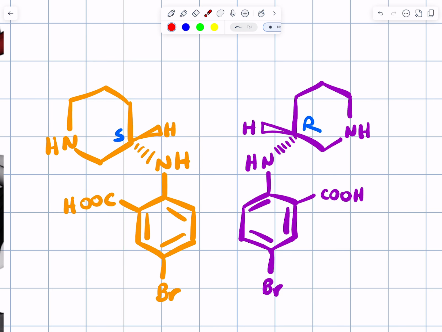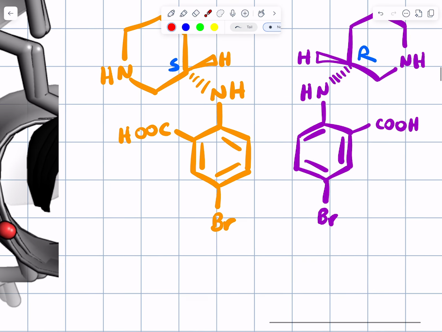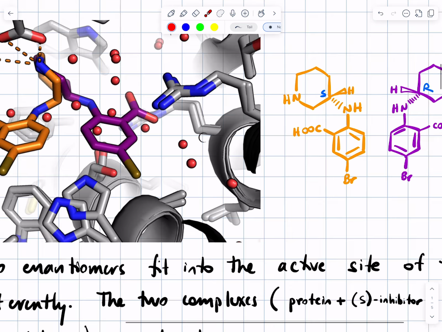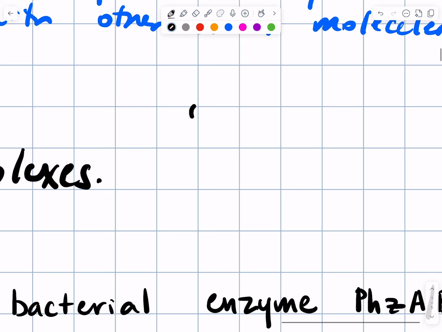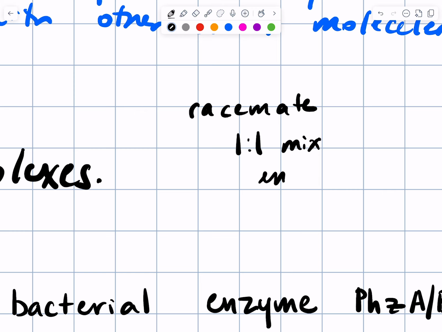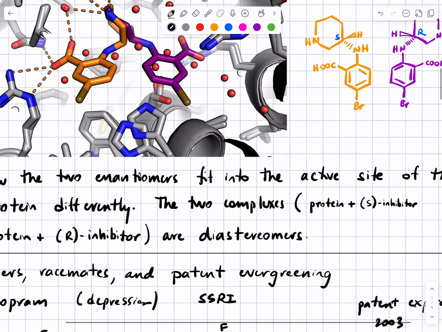Another term that I'm going to use is that a one-to-one mixture of enantiomers is called a racemate. I don't know where that term came from, but we'll just write it down here. A racemate is a one-to-one mixture of enantiomers. So it's always easier to make a racemate than to make a pure enantiomer.